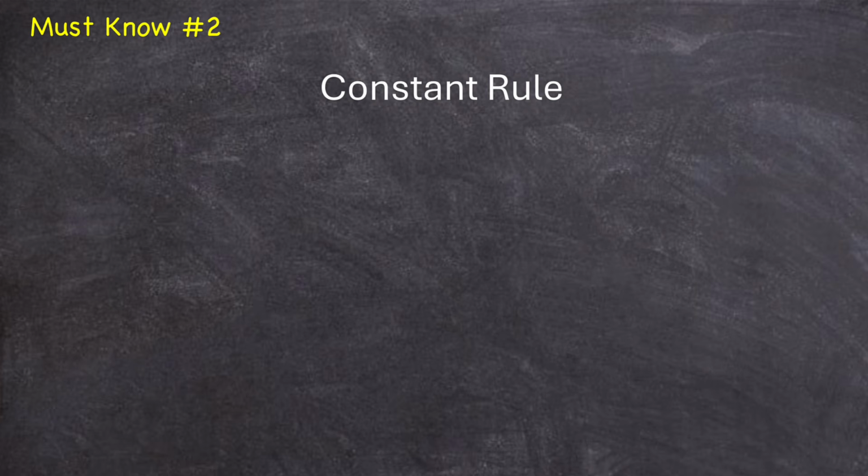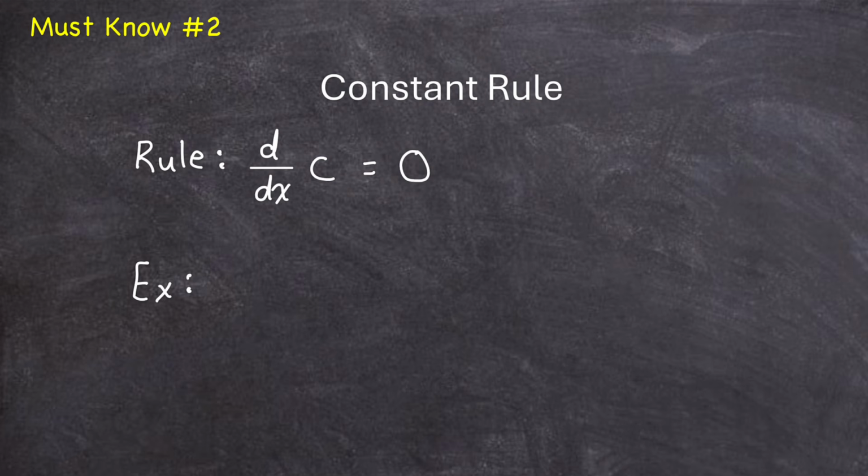Must know derivative rule number 2, the constant rule. This is perhaps the easiest of all derivative rules. If you're finding the derivative with respect to x of any constant, so we'll say the derivative of c, where c stands for any constant, the derivative of any constant is just 0. So for example, if I asked you to differentiate the constant 5, the derivative of 5 is just 0.